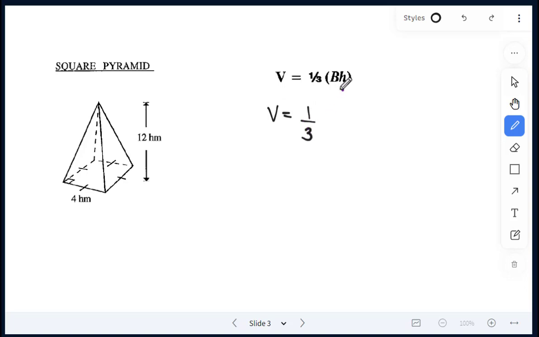The first thing I like to do though is write out the formula for the area of the base. So since it is a square, the area of a square is side squared and then multiplied by height. So I just write that out before we start substituting in our values. That will give me 1/3 times 4 squared and then the height at 12.